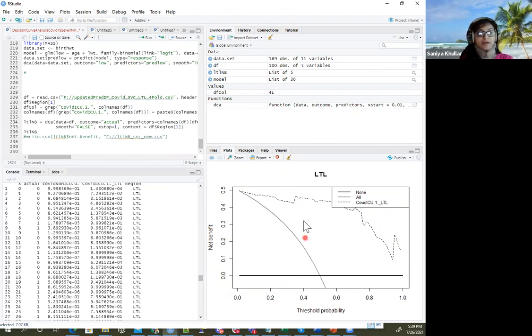So this is a given threshold, and this is the threshold at which I will send patients to the intensive care unit. If this threshold is 40%, then if an individual has a predicted probability of severe COVID of 40% from my predictive model, I would send that patient to the intensive care unit because I think they have severe COVID. Then that's what the net benefit of my model would be. So this is decision curve analysis.